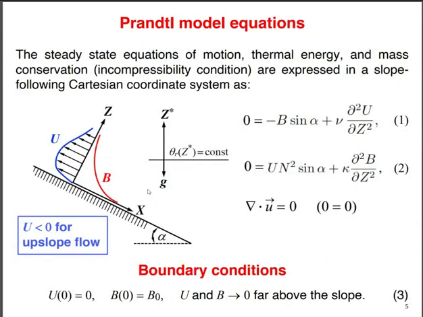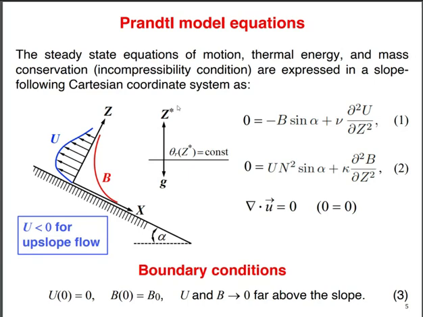Okay, so the Prandtl model equations, we can write them here as the x component of the equation of motion. And then we have a thermal energy equation. Both of these are expressed in terms of this slope following coordinate system. Big X here is the downslope coordinate, and big Z is your slope normal coordinate. And keep in mind that big Z is not the same thing as the true vertical coordinate, which is Z star.